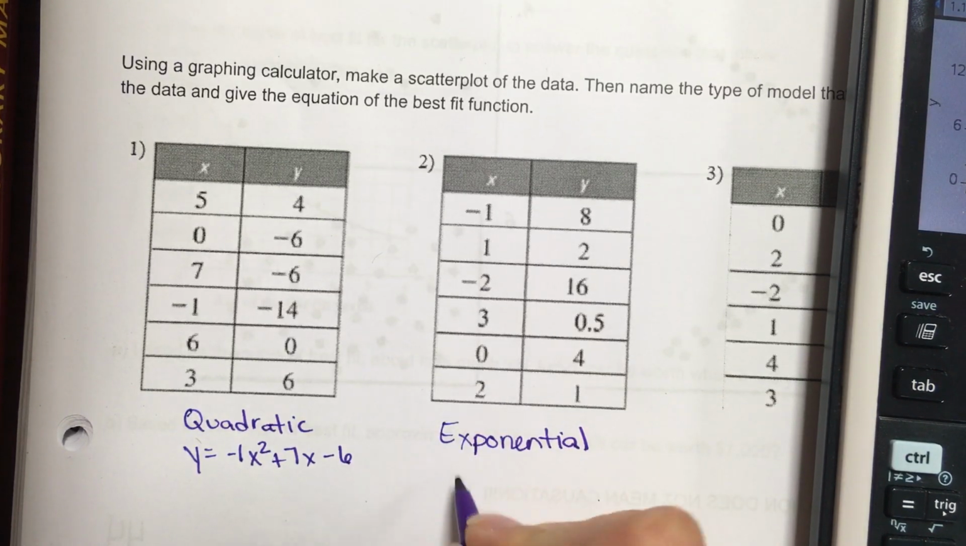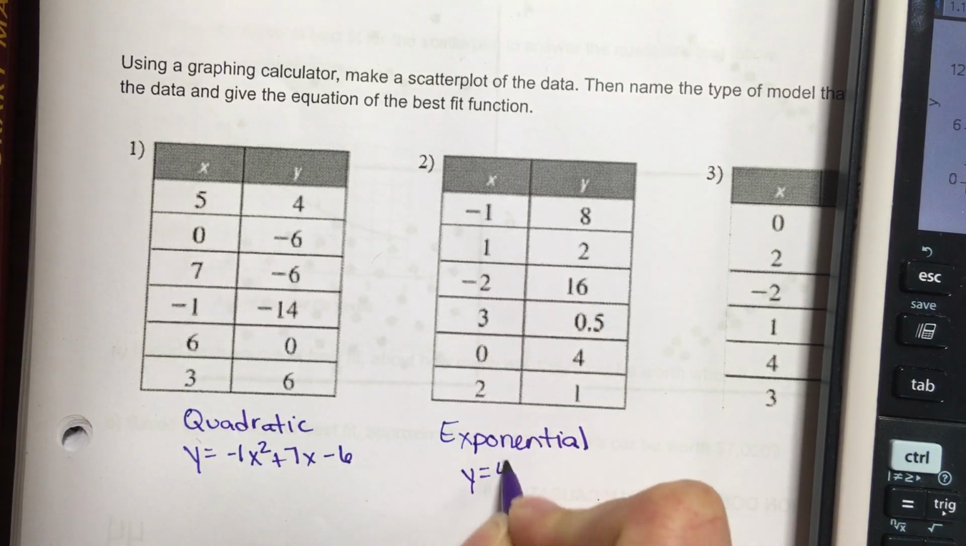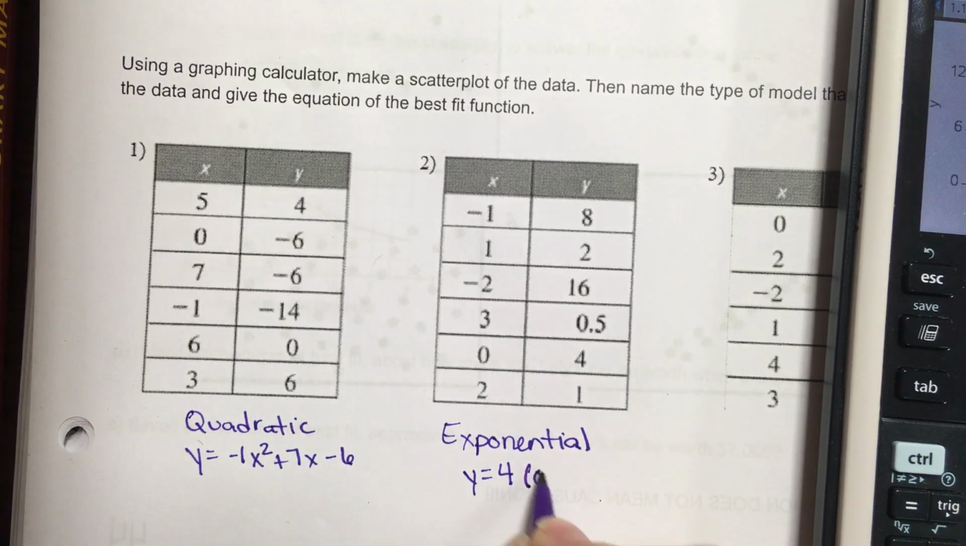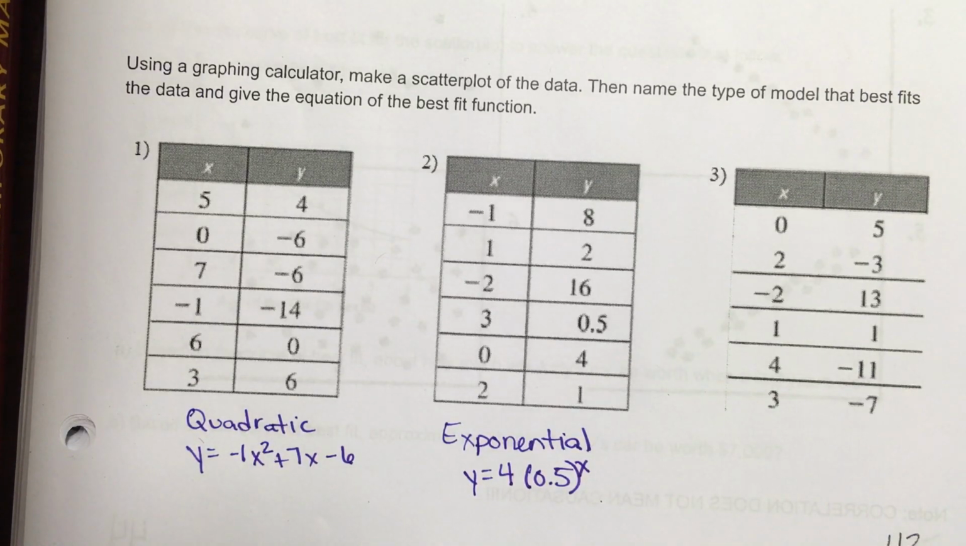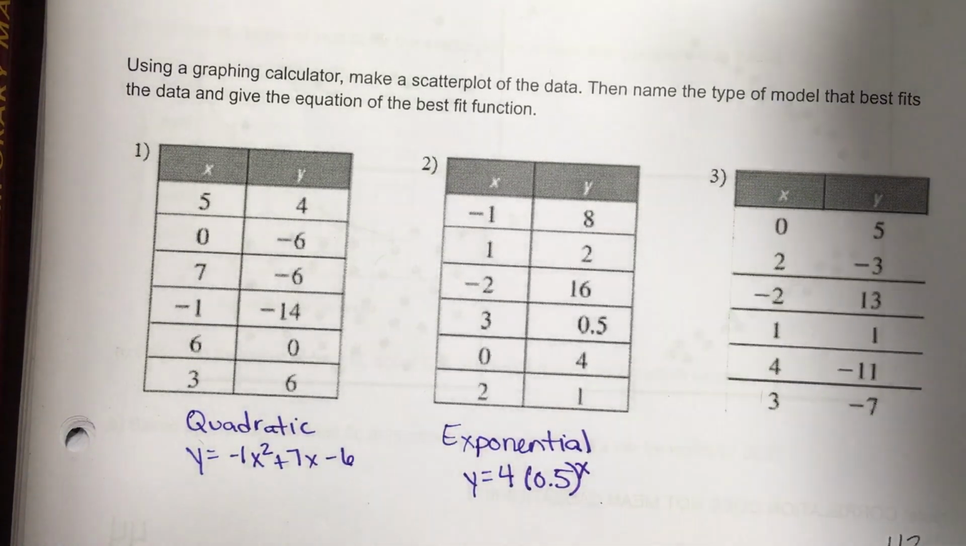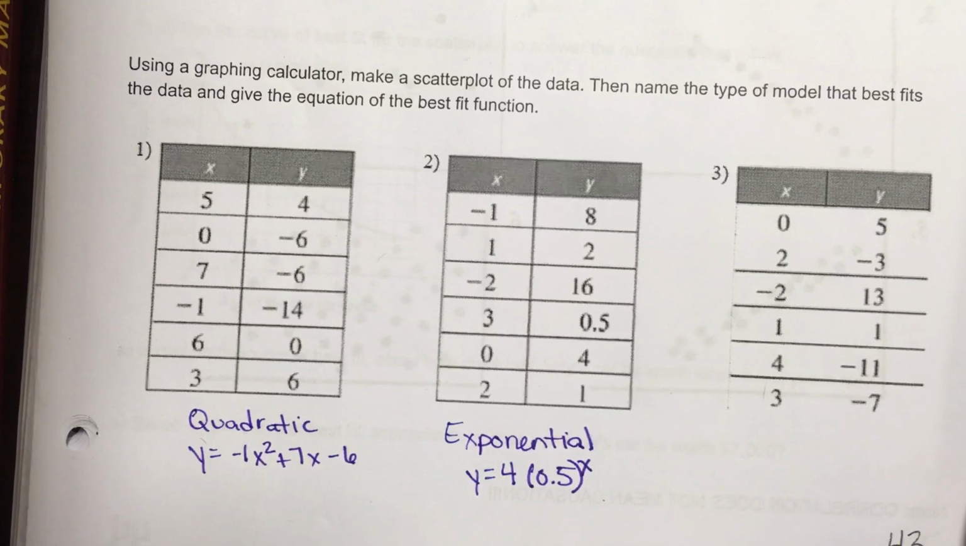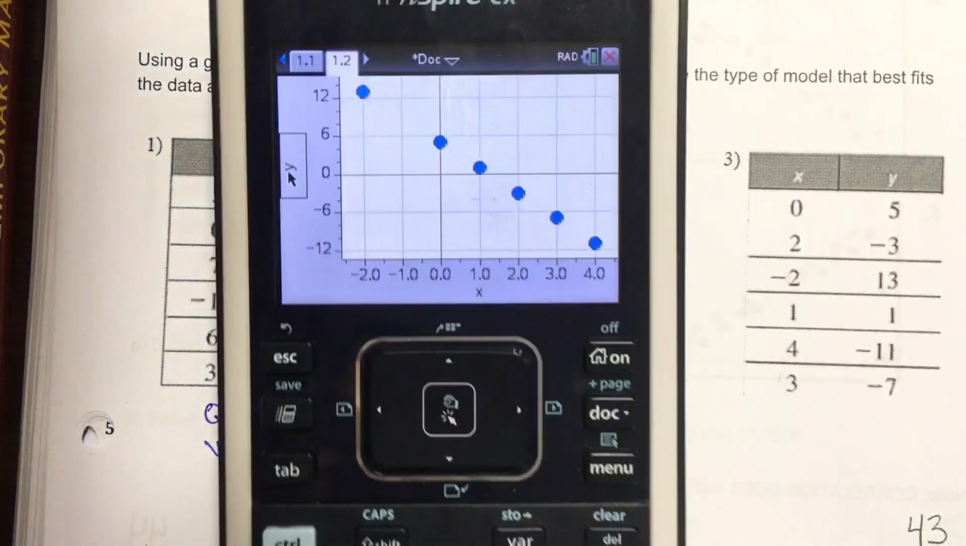And my function from my calculator is y equals 4 times 0.5 to the x. And then same idea with number 3. Again, if you need to pause to finish number 3, go ahead and do that now.